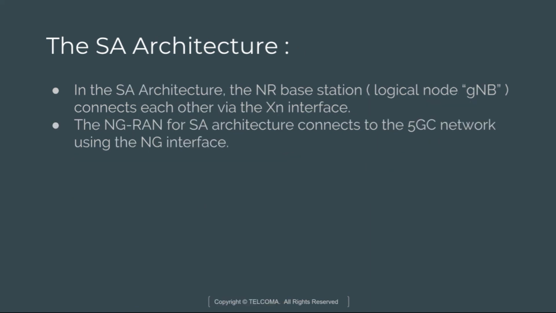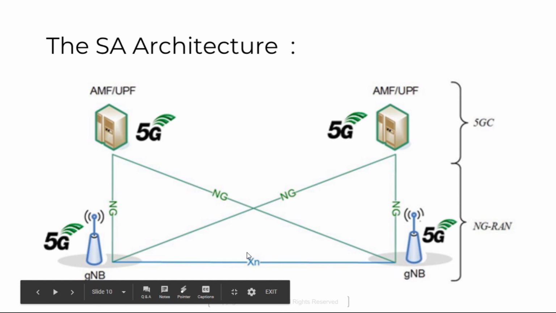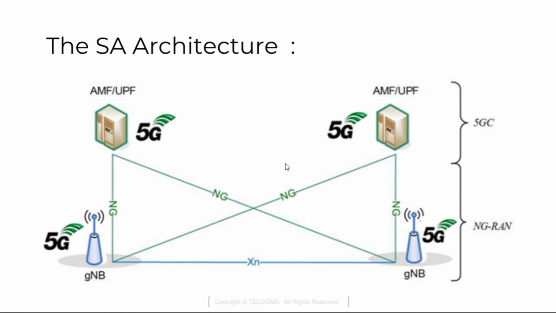Next is the option of standalone architecture. Here the new radio is connected to the 5G core network. In this configuration, the full set of services are supported. The new radio base stations, which are logical gNBs, connect to each other via the Xn interface. The NG-RAN is connected to the 5G core network with the NG interface. We can see here the two are connected with the Xn interface and with the core network with NG interfaces. Next generation interface and Xn.